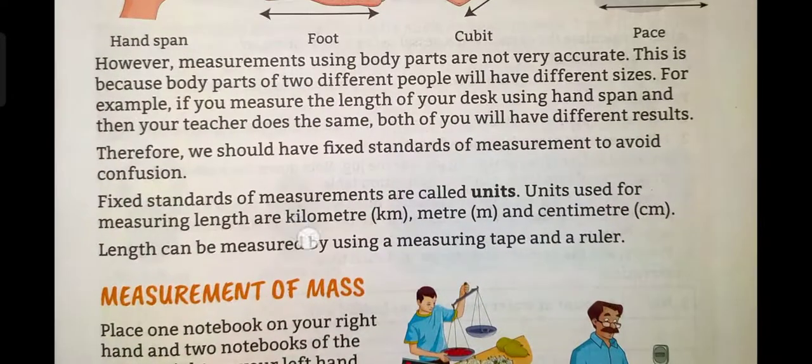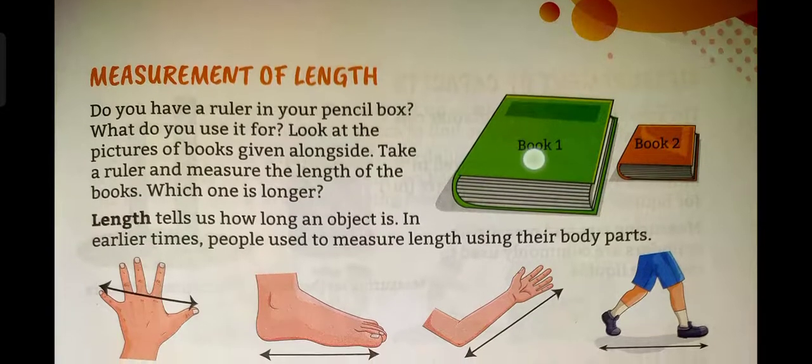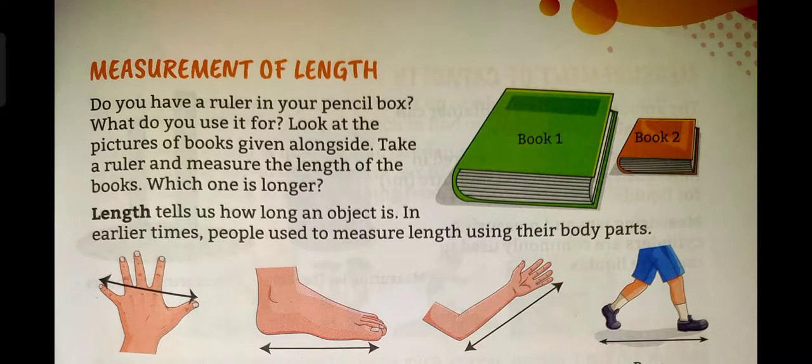Okay, now measuring a measurement of length. Now how we measure length of two things, like here two books are given. How do you measure which book is longer? You can measure these two books by a ruler. You have a pencil box or a geometry box, there is a ruler.